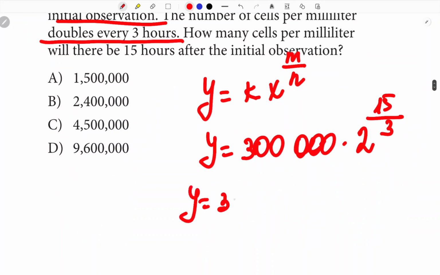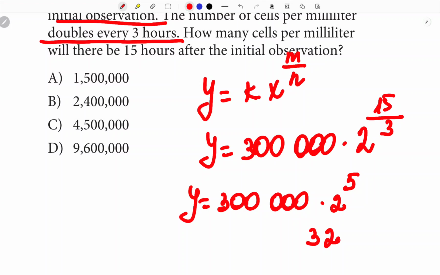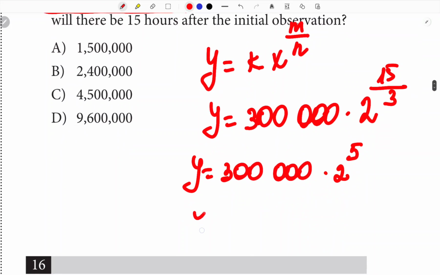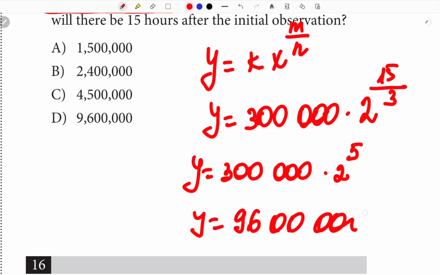Let's calculate. 300 times 2 to the power 5. 2 to the power 5 is 32. 32 times 300 is 9,600. So the answer is 9,600. Answer is D.